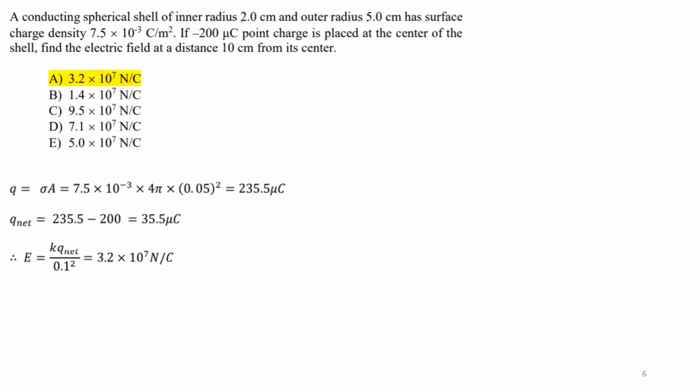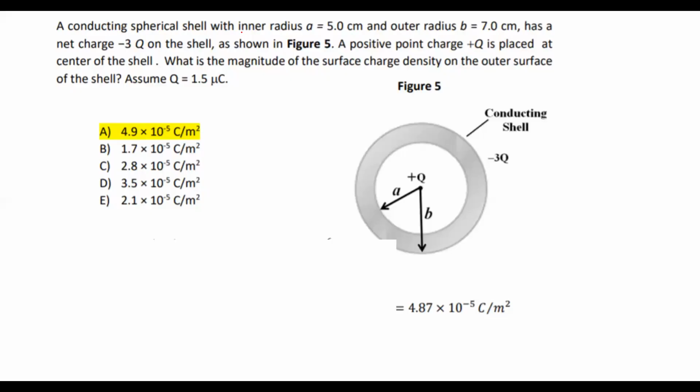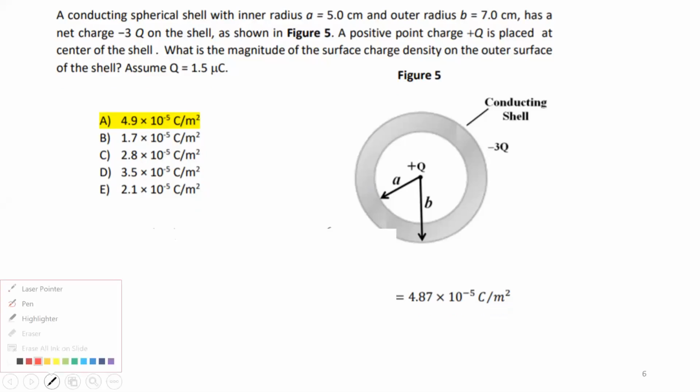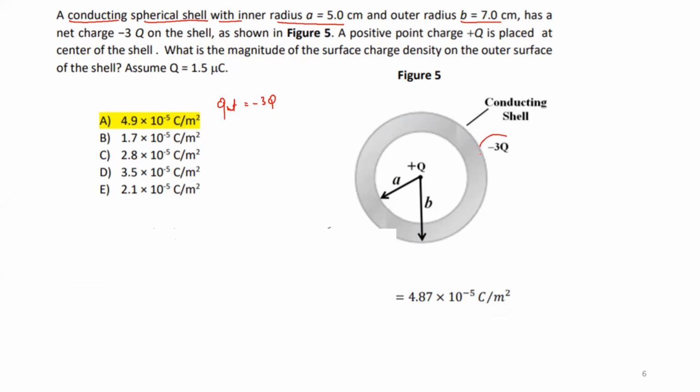Read the problem carefully. In this problem, we have a conducting spherical shell, again a conducting spherical shell, with inner radius a, which is 5 centimeters, and outer radius b, which is 7 centimeters. It has a net charge, so Q net is equal to minus 3Q on this shell in gray here. The net charge is minus 3Q, as shown in the figure.